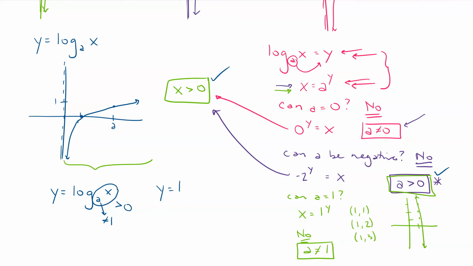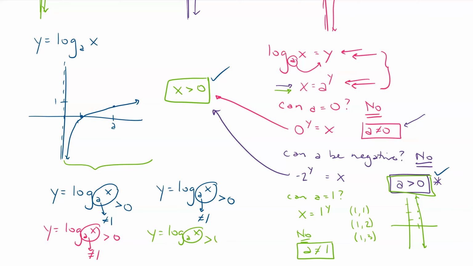Again, y equals log base a of x. I just go, both of those are greater than 0. This little guy cannot equal 1. Try it. Y equals log base a of x. Both of these are greater than 0. This little guy cannot equal 1. Say it. Y equals log base a of x. Both of these are greater than 0. This little guy cannot equal 1.